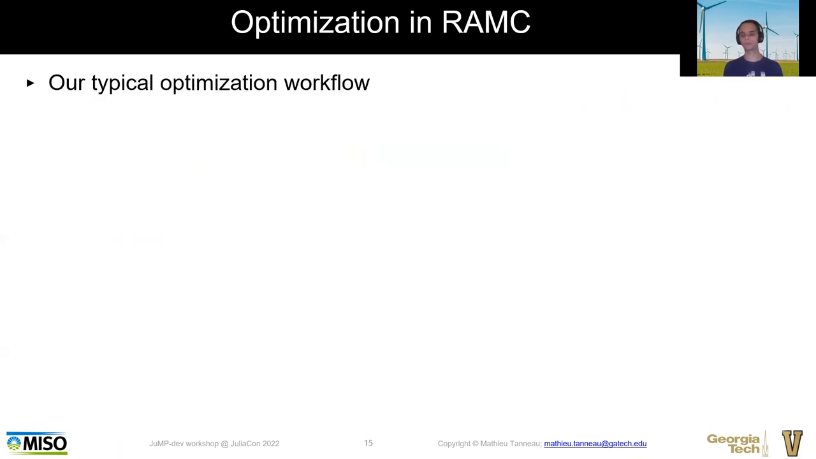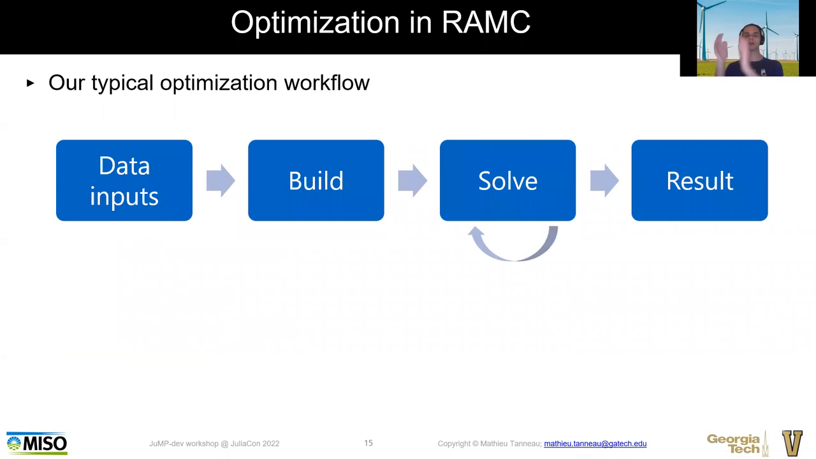So our typical optimization workflow is something that you would very likely see in any other project that involves optimization. We have data inputs, we build a model, we solve it, and that solution phase might involve us coding some optimization algorithm ourselves, and then exporting the results, and then post-processing the results, doing some analysis, et cetera. So in the best of ideal worlds, all of this works fine. There's no bug, everything runs smoothly. You can do all the analysis that you want, but in real life we have bugs.